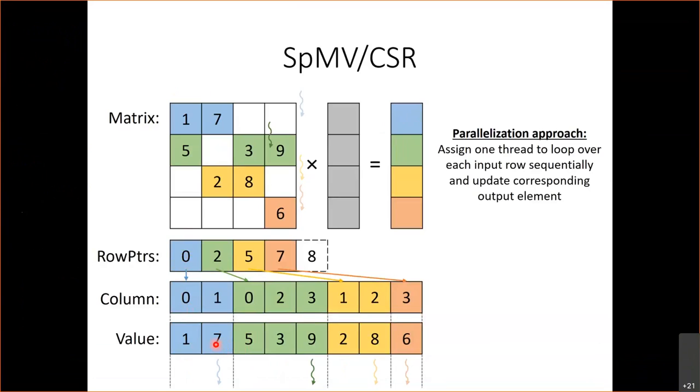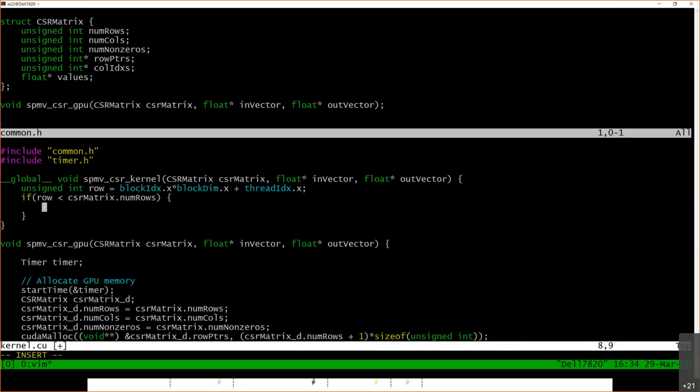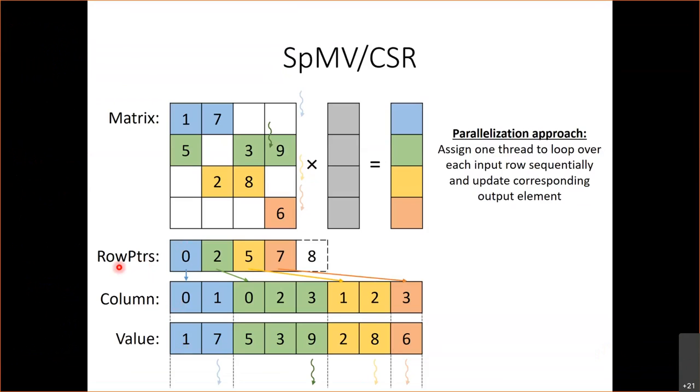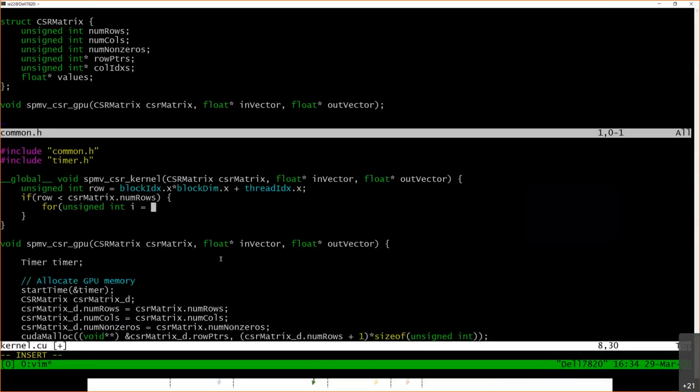So how does the thread figure out where its non-zero start is? Well, it's going to use the row pointers array. Each thread is going to loop through the non-zeros inside of its row. It's going to start at row pointers of row, right? So thread zero will start at the value at row pointers of zero. Thread one will start at the value at row pointers of one, etc. So here the thread will start at CSR matrix dot row pointers of row.